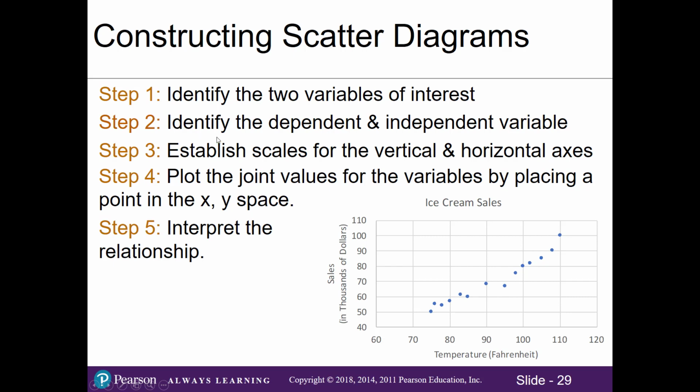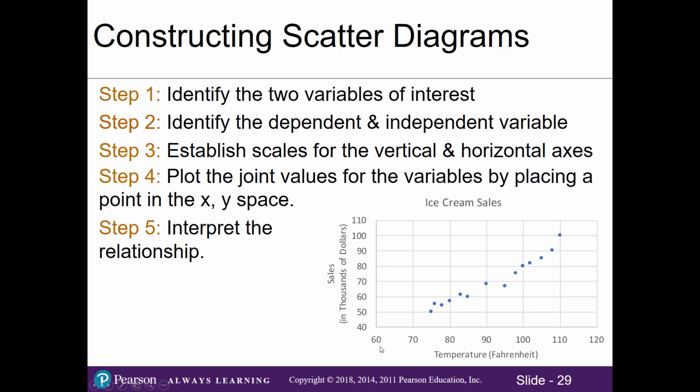Now, in step 2, we want to make sure we understand which one's the dependent variable, that's going to go on our y-axis, and which one's our independent variable, which is going to go on our x-axis. So it's helpful to think about this story of ice cream sales. What we believe is independent is the weather temperature. And so here we can see the temperature in Fahrenheit. And what is our dependent variable, or what might be impacted by our independent variable, is our ice cream sales in thousands of dollars.